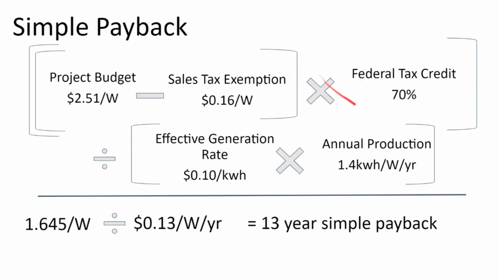$2.51 per watt installation budget. A state sales tax exemption could be worth 16 cents per watt. A federal tax credit of 26%, a generation rate of 1.3 kilowatt hours per watt per year, and an effective generation rate of 10 cents per kilowatt hour. The simple payback on this solar array would be 13 and a half years.